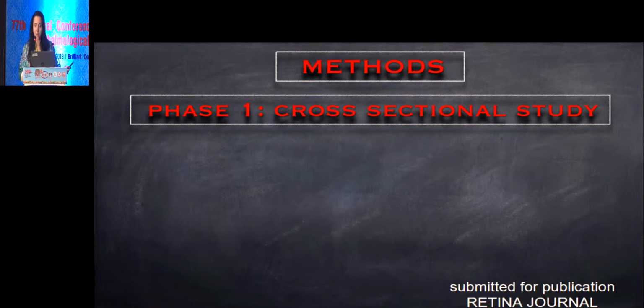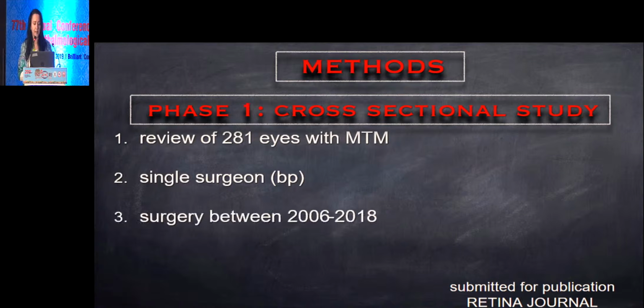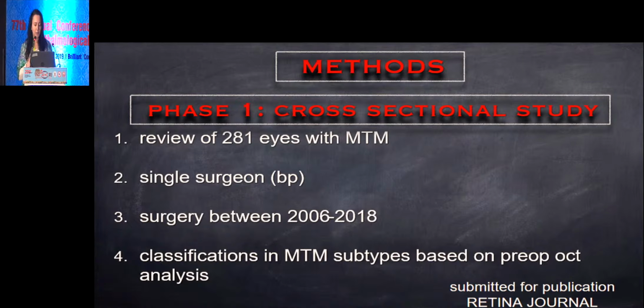Methods. The study was divided in different phases. The first one was a cross-sectional study. What did I do? My colleagues was proposing before me to review what we do, and that's what I did. I have reviewed 281 cases with MTM that I have operated since 2006. I have operated them with different types of surgery, and I first classified each one of them in type of MTM based on the preoperative OCT.